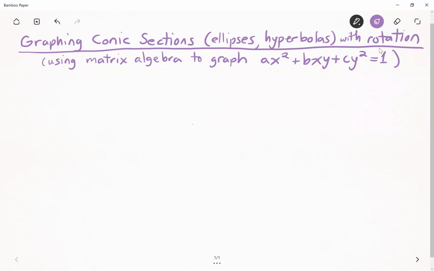Hello. In this video, we're going to learn how to graph conic sections, specifically ellipses and hyperbolas, that have rotation involved. Specifically, we're going to learn how to use matrix algebra to graph quadratic functions of the form ax squared plus bxy plus cy squared is equal to 1. And specifically, it's this bxy term which is going to lead to the rotation, as we'll see.